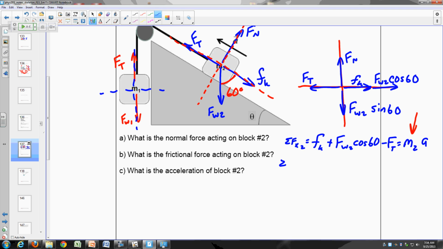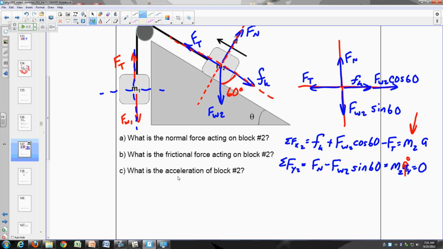Sum of the forces in the y direction for block 2: Fn minus Fw2 sine of 60. That's equal to M, what's it equal to? Sum of the forces in the y is 0, right? It's not moving in the y direction, and so this is equal to M2 AY, which is equal to 0, because AY equals 0.